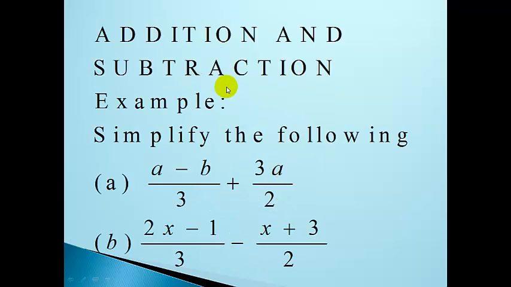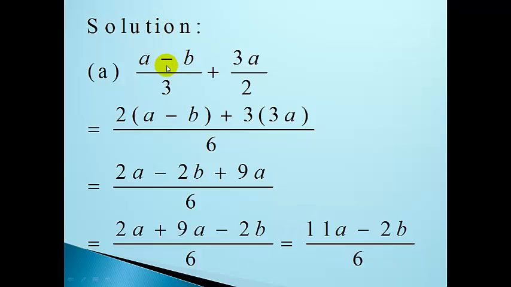Now addition and subtraction. Example, simplify the following: a, a minus b over 3 plus 3a divided by 2. B, 2x minus 1 divided by 3 minus x plus 3 divided by 2. So what we do is to find the LCM. So from a minus b divided by 3 plus 3a divided by 2, the LCM of 3 and 2 is 6. Now 3 goes into 6 2 times. So we multiply 2 by the expression at the numerator. So we have 2 times a minus b plus 2 goes into 6 3 times.